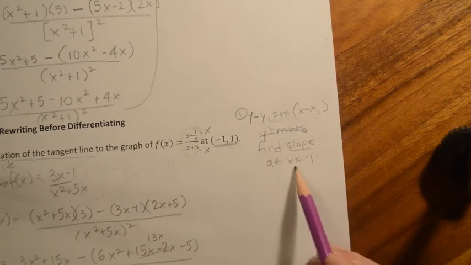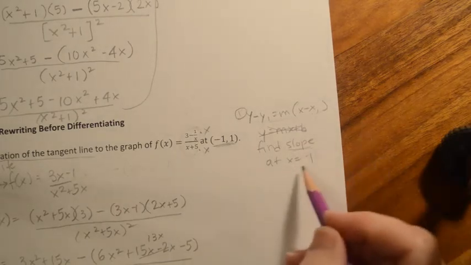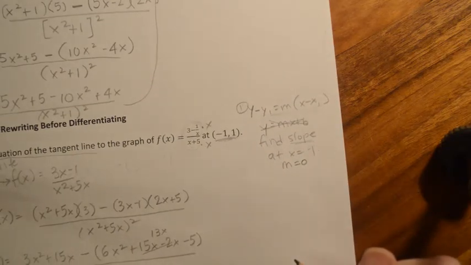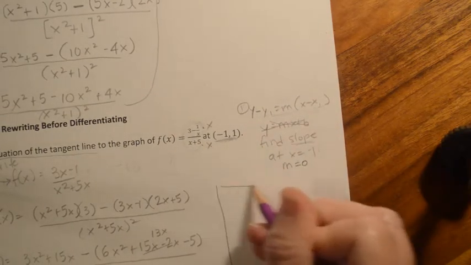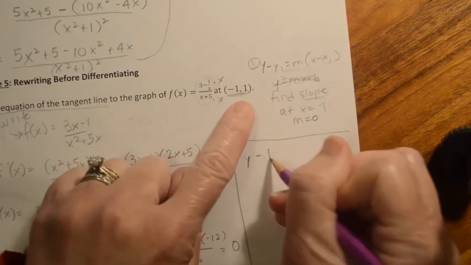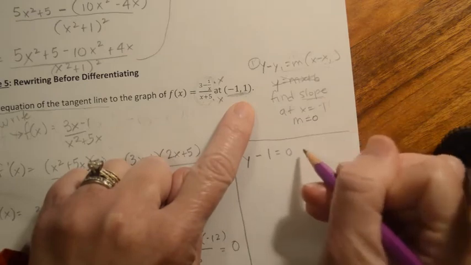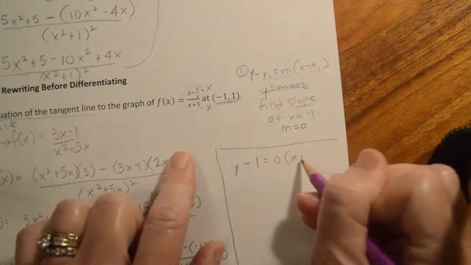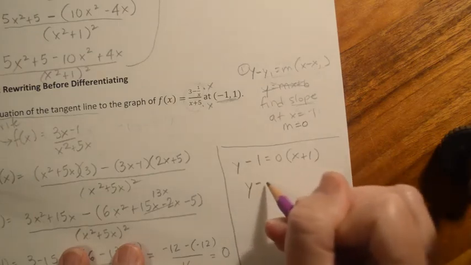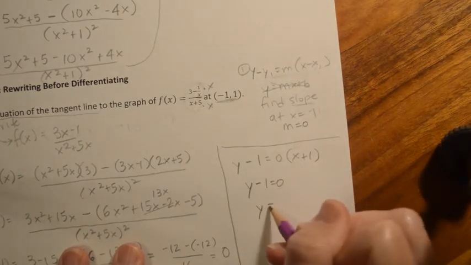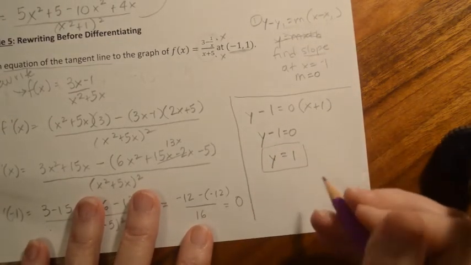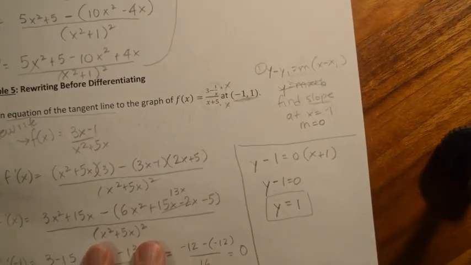All right, so again, we know we're using this form of the line. We know this is our point. Our other thing we had to do was find the slope when x equals negative 1, and we found that m equals 0 there. So writing the equation of the line, we're going to say y minus y1, which is 1, equals m, which is 0, times x minus x1, which is minus negative 1 or plus 1. This whole side just cancels out, so we end up with y minus 1 equals 0, or in other words, y equals 1, is the equation of the tangent line to the graph of this function right here.